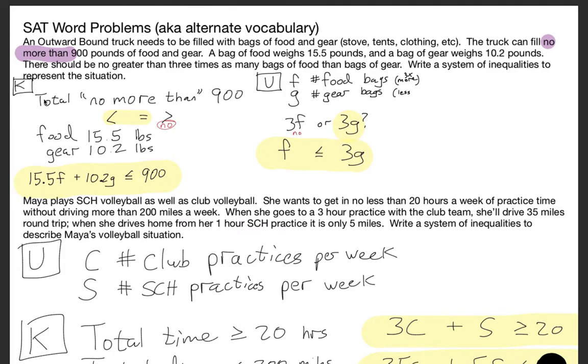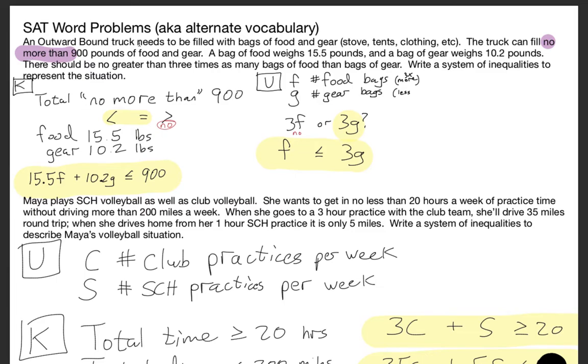They say things like no more than or no less than. And that's not the simplest or most helpful way to help you write an inequality. Let's check this out. I modified this to suit our needs. Since it's SEH, I'm going to do volleyball. I'm going to do Outward Bound. But these are taken from SAT questions that I've actually seen.